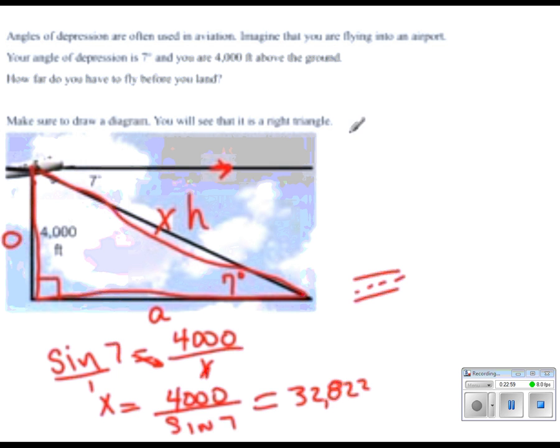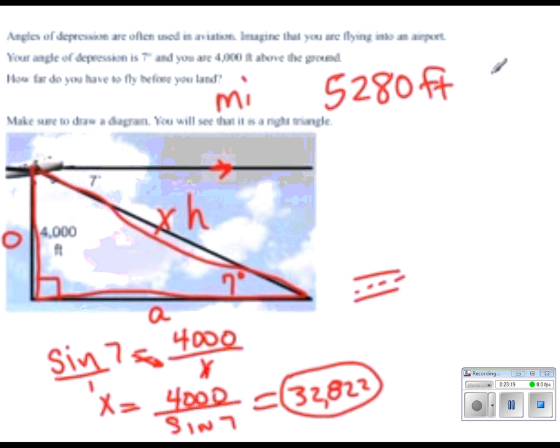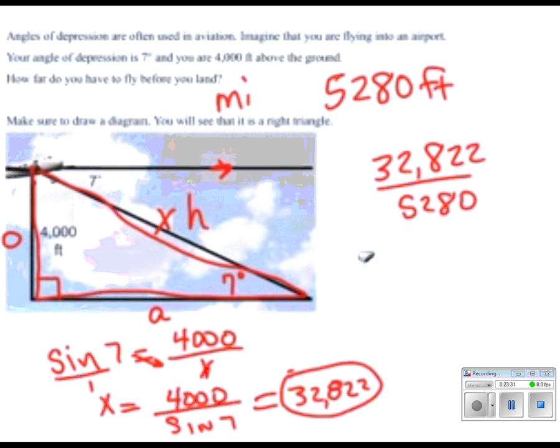Now, if this problem says how far do you have to go before you land? Well, we don't know exactly how far that is. What if it says in miles? We can have a better reference of that. We have to convert that. Since there are 5,280 feet in a mile, we would take this amount of 32,822 and divide that by 5,280. And that would give us our distance in miles.